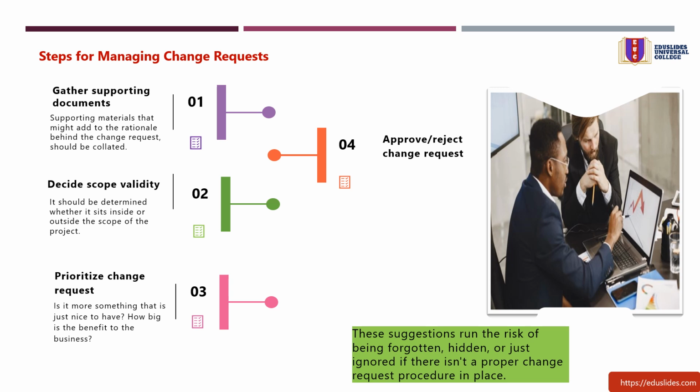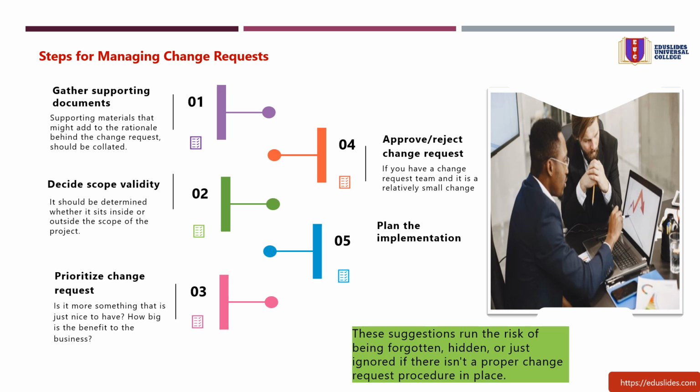4. Approve or reject change request. Using all of the information and analysis from the previous steps, you should now be able to make the decision as to whether to approve or reject the request. If you have a change request team and it is a relatively small change, the team should have the authority to approve or reject the change. However, if it is a bigger change with large costs, it may need to get approved by the appropriate budget owner or executive.